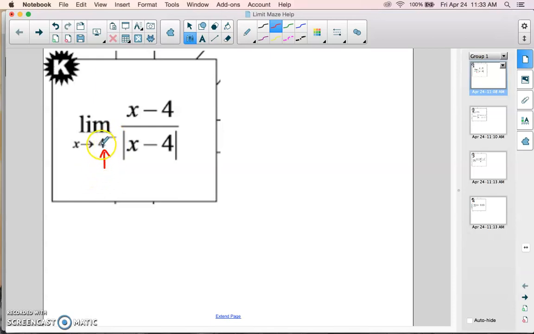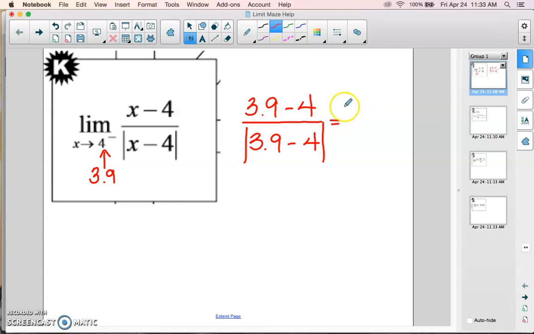So what is a number that's really close to 4 but slightly less? The first thing that comes to mind is 3.9. So I'm going to plug in 3.9 to my function, and I'm going to see what happens. If I plug in 3.9, the top is going to be negative 0.1. And the bottom would be negative 0.1, but the absolute value of that would become positive. And so you'd get negative 1 when you divide those two things.